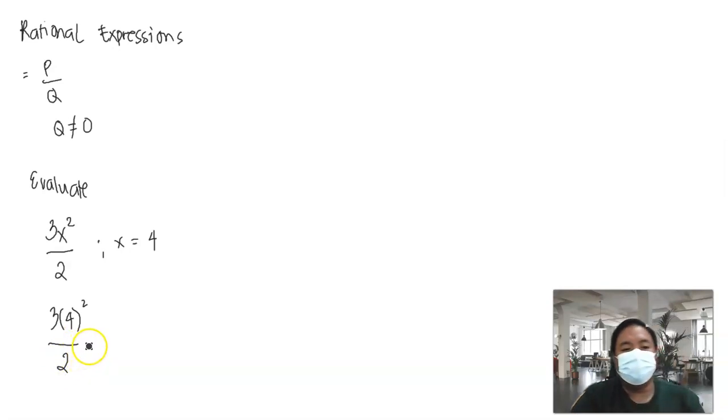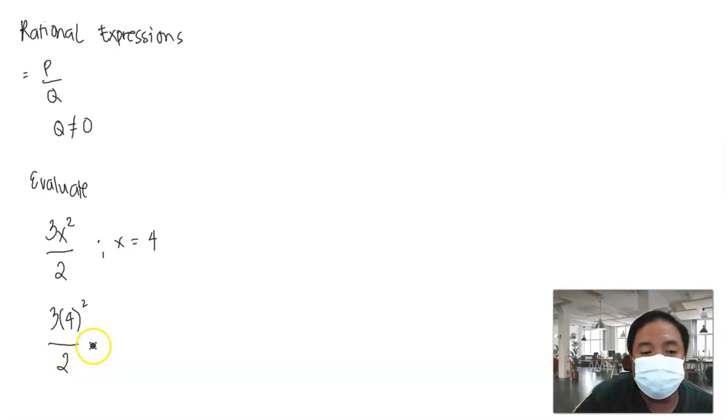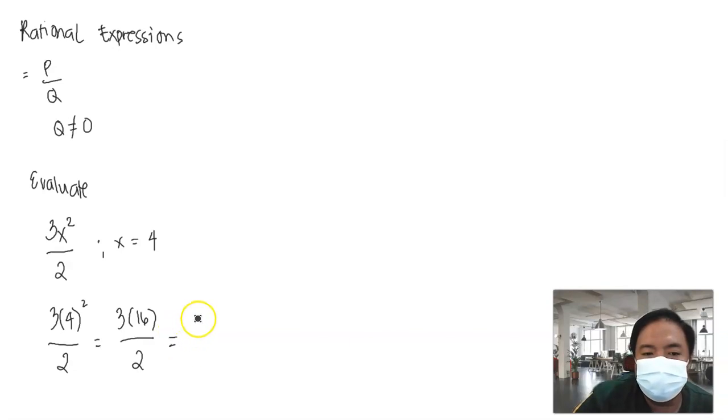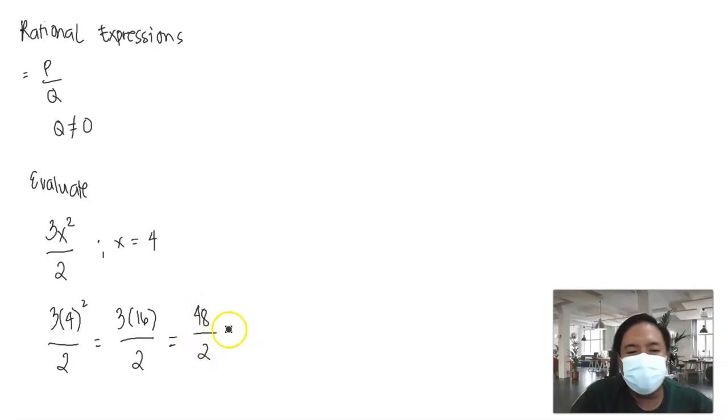So what are you going to do? Simplify first. Follow the PEMDAS. So we'll start with the simplification of the exponents. So 3 and then 4 squared is 16. Very good. And then divide by 2. What is 3 times 16? Perfect. O diba? Palaban na kayo. Kayang-kaya nyo na yan. So that's 48. And then 48 divided by 2 will give us an answer of 24. Okay, so that's our final answer.